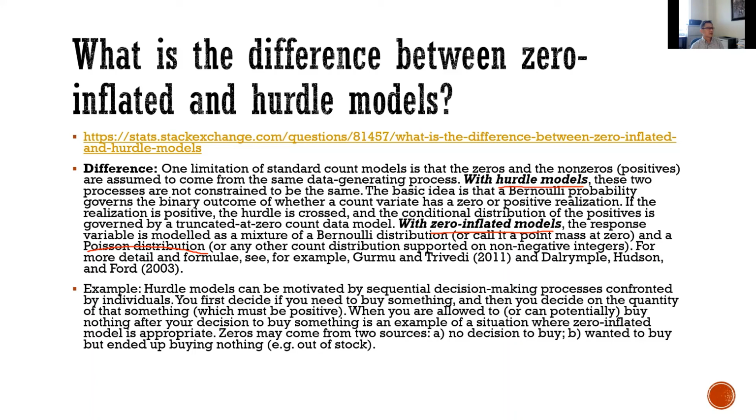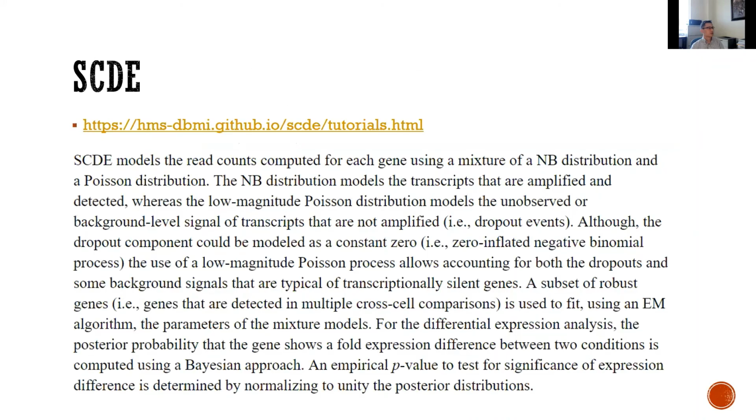This forum thread explains the difference. Okay, so the next tool is called scDE, which you can find from the source code and how to use it. I'm not going into details about this tool. It is based on the inflated negative binomial process.